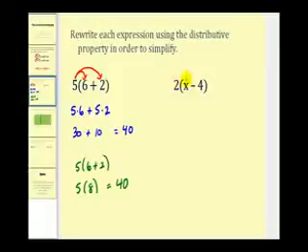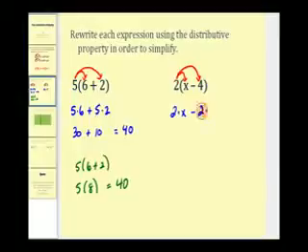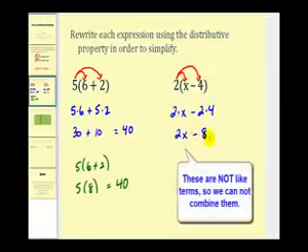Here we have 2 times the quantity x minus 4. So we're going to distribute the 2, or multiply the 2 in the x, and also multiply the 2 in the 4. So we'll have 2 times x minus 2 times 4. Well, 2 times x is 2x, and 2 times 4 is 8. So we have 2x minus 8.